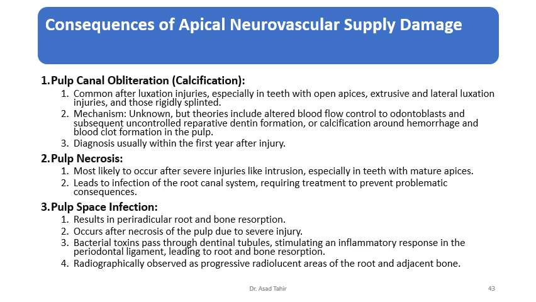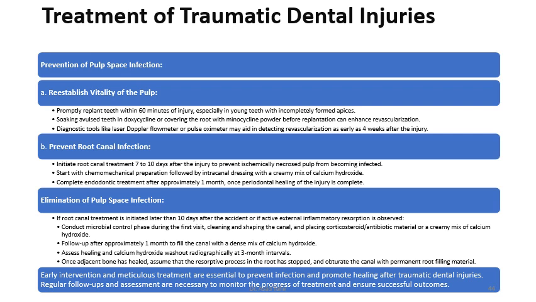Understanding the consequences of apical neurovascular supply damage is crucial for assessing and managing traumatic dental injuries effectively. Prompt diagnosis and appropriate treatment are essential to prevent further complications. Treatment of traumatic dental injuries: prevention of pulp space infection, and re-establishing vitality of the pulp.